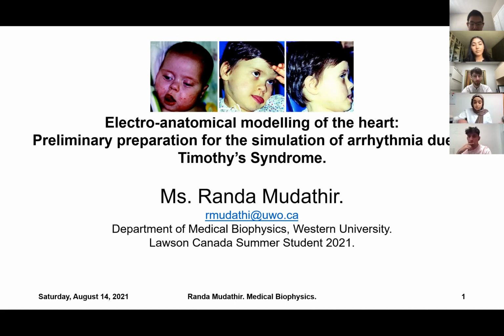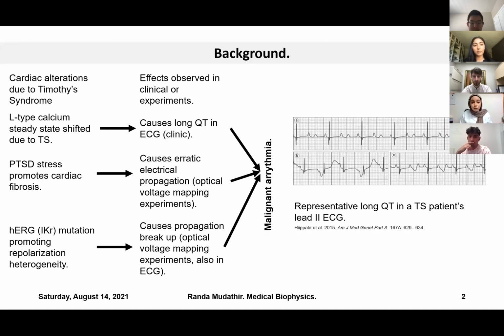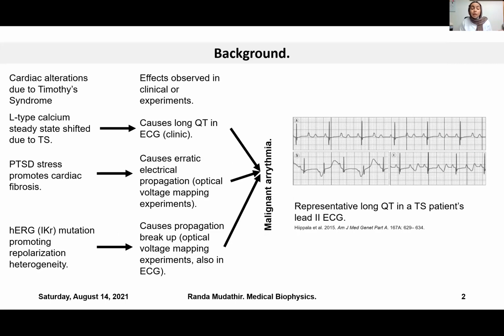Before I delve into my presentation, I'm just going to give you a brief rundown of what I'll be talking about. Timothy syndrome results in several cardiac alterations. Mainly it affects the heart in three ways. Firstly, it affects the L-type calcium channel. It introduces specific mutations to the L-type calcium channel, which is an ion channel responsible for the depolarization of the myocytes. In clinical and experimental settings, this could be observed as a longer QT wave in the lead II ECG.